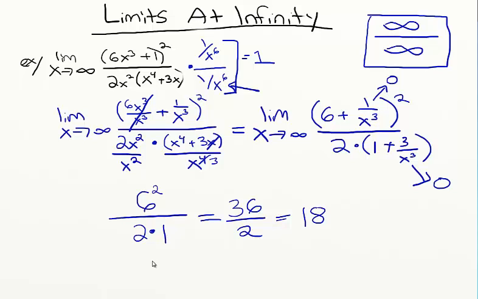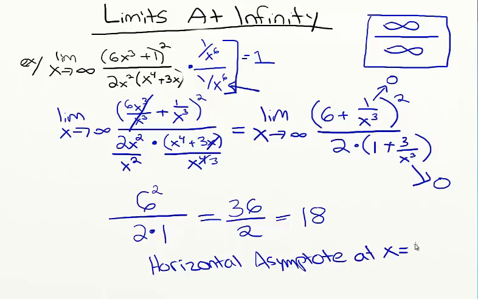So basically what this tells us is we have a horizontal asymptote, and that's going to be at x is equal to 18. So this function here has a horizontal asymptote at x equals 18. Now in the next video we're going to look at an even more complicated example of a limit at infinity.